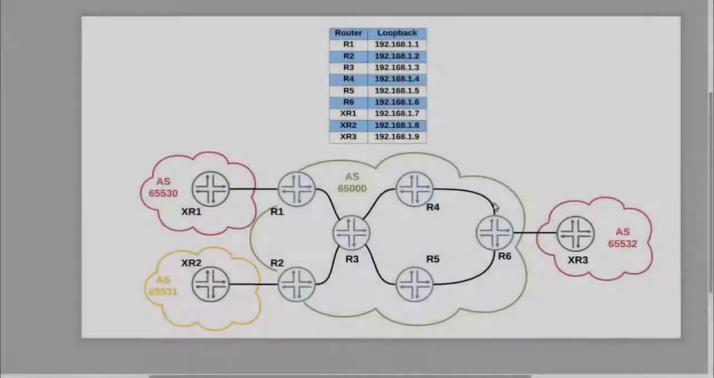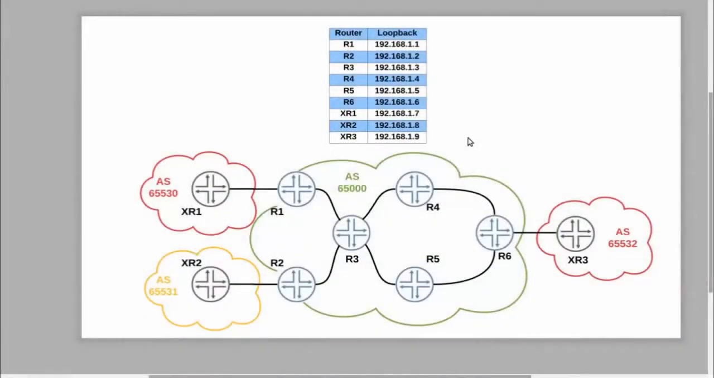In this video, we're going to take a look at configuring BFD, and we're going to configure BFD on the XR1 router and the R1 router for the BGP session that's running between them. So what problem are we trying to solve with BFD?